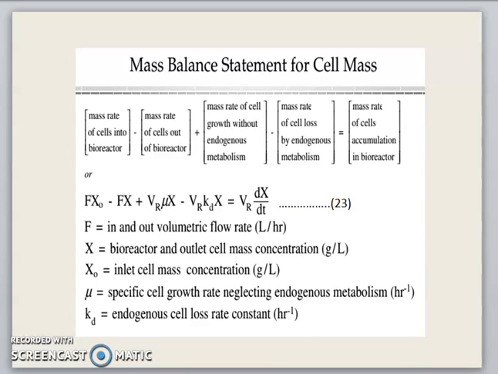This is the mass balance statement for cell mass. We have the mass rate of cells into the bioreactor, minus the mass rate of cells out of the bioreactor, plus the mass rate of cell growth without endogenous metabolism, and minus the mass rate of cell loss by endogenous metabolism, which we know exists at the stationary phase. This is equivalent to the mass rate of cells accumulated in the bioreactor.